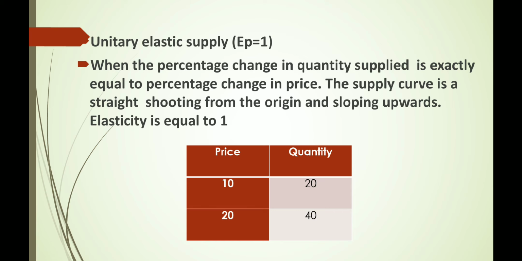Unitary elastic supply. When the percentage change in quantity supplied is exactly equal to percentage change in price. The supply curve is a straight line shooting from the origin and sloping upwards. Elasticity is equal to 1.